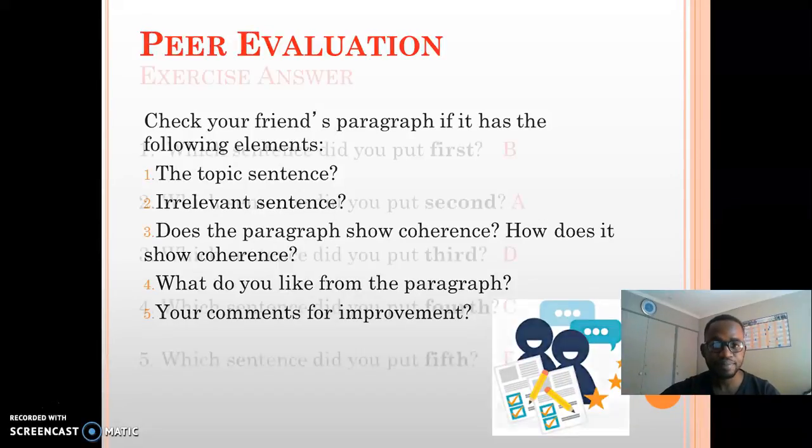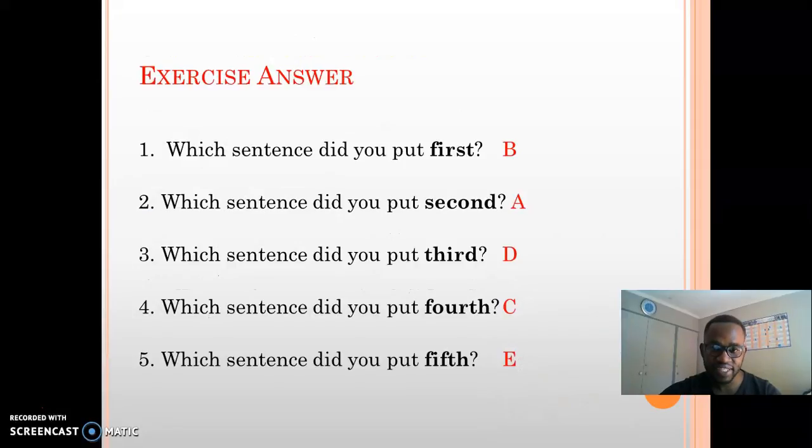Sorry about that. And below, exercise answers: B, A, D, C, and E. Compare them to your answers and your peers' answers.